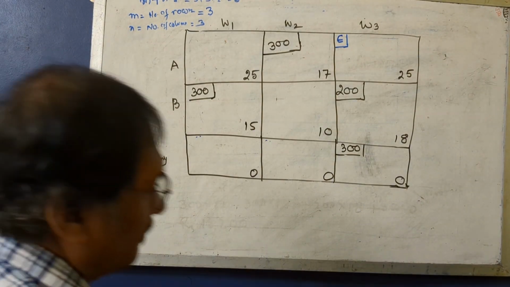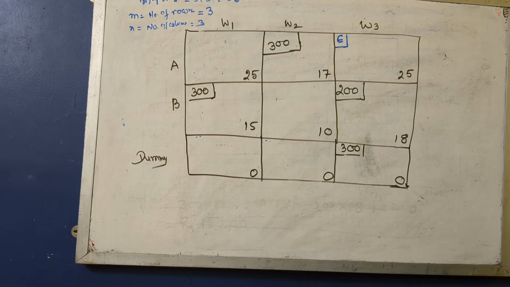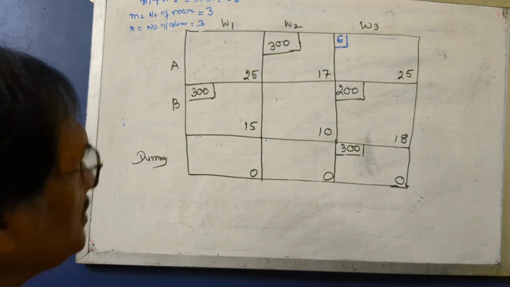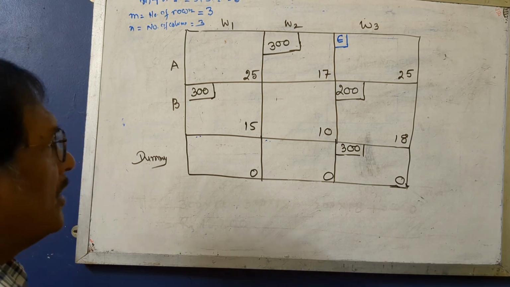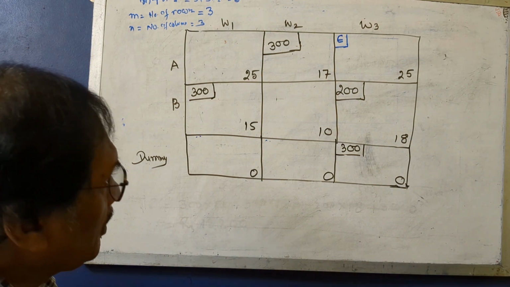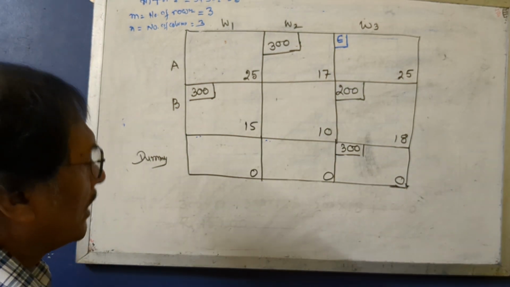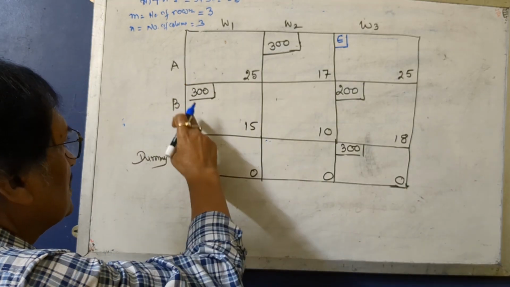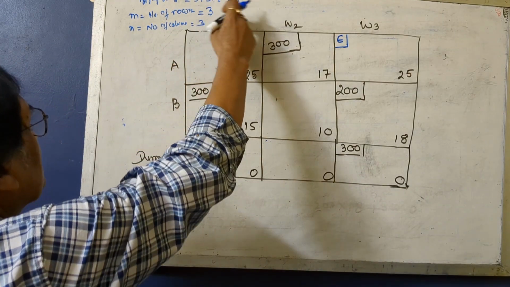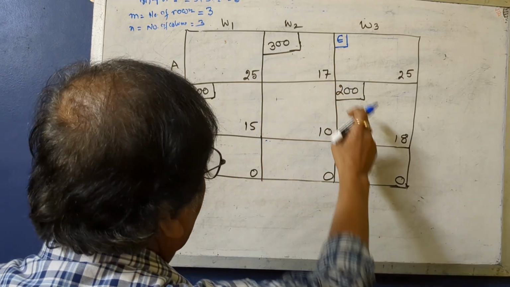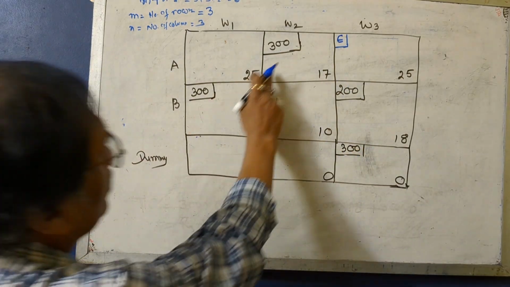So what I have done here, just to apply the model, you first have to check whether the total number of allocations is m plus n minus 1, where m is the number of rows and n is the number of columns. In this case, rows are 3 and columns are 4. That's why 3 plus 4 minus 1, 6 allocations are required. But the allocations are only 5. Sorry, 1, 2, 3, 4.